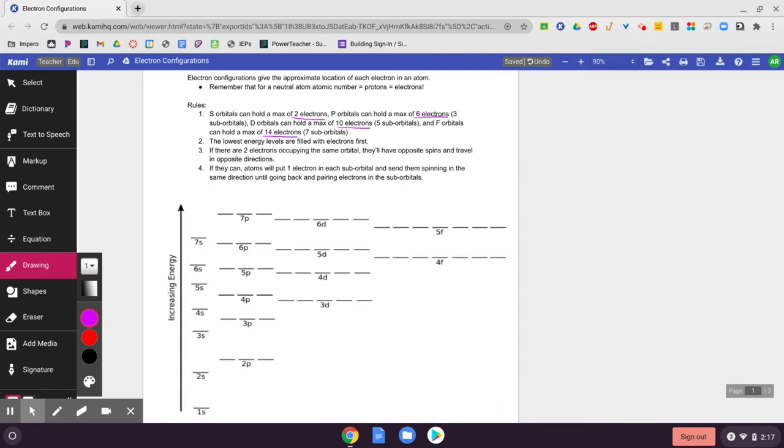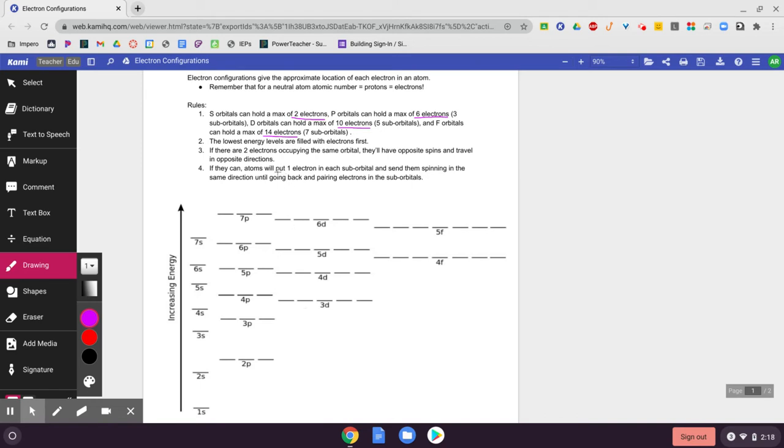Now, as for how the electrons get filled, the lowest energy levels are filled first. So on this diagram, which is an orbital notation diagram, you can see that we increase in energy as we move up. So the first orbital that is always filled is the 1s orbital. And you go to the next orbital as you move up the diagram.